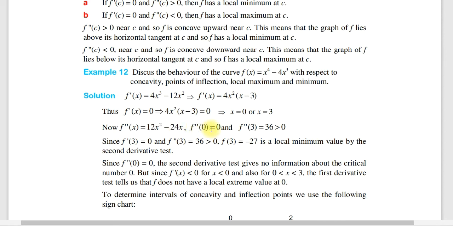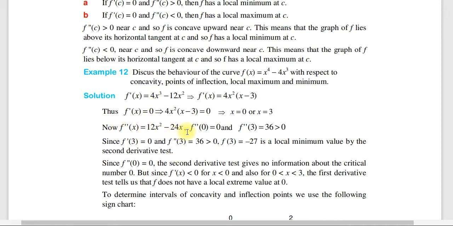f second derivative at 0 equals 0 and f second derivative at 3 equals 36, which is greater than 0. Since the first derivative at 3 equals 0 and the second derivative at 3 is 36, which is greater than 0, and f at 3 equals minus 27, it is a local minimum value by the second derivative test.